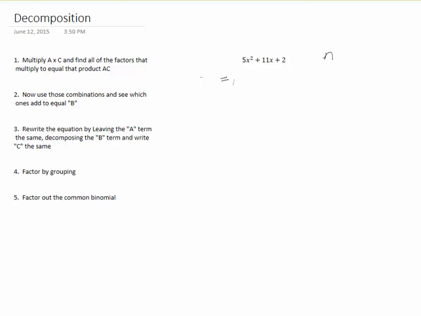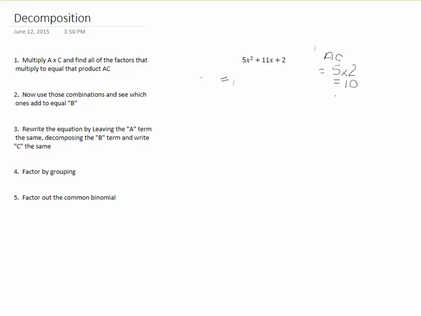So if we do a multiplied by c, just do a little bit of side work over here, 5 times 2 equals 10. So that's our first step when we're going to factor this question. The next thing is we have to look at the combination of factors that would equal 10, but they also now have to add to be b, which is equal to 11. So we have two sets of factors that we can use.